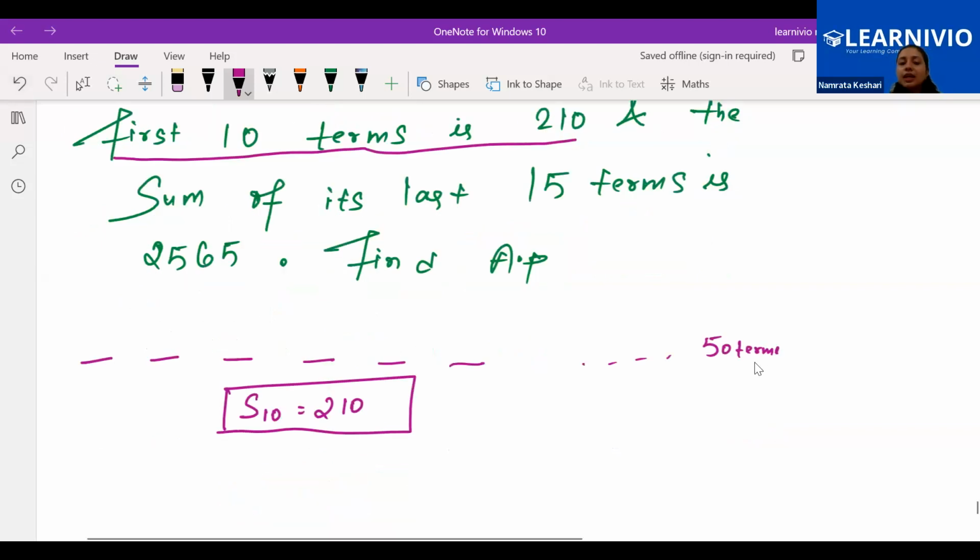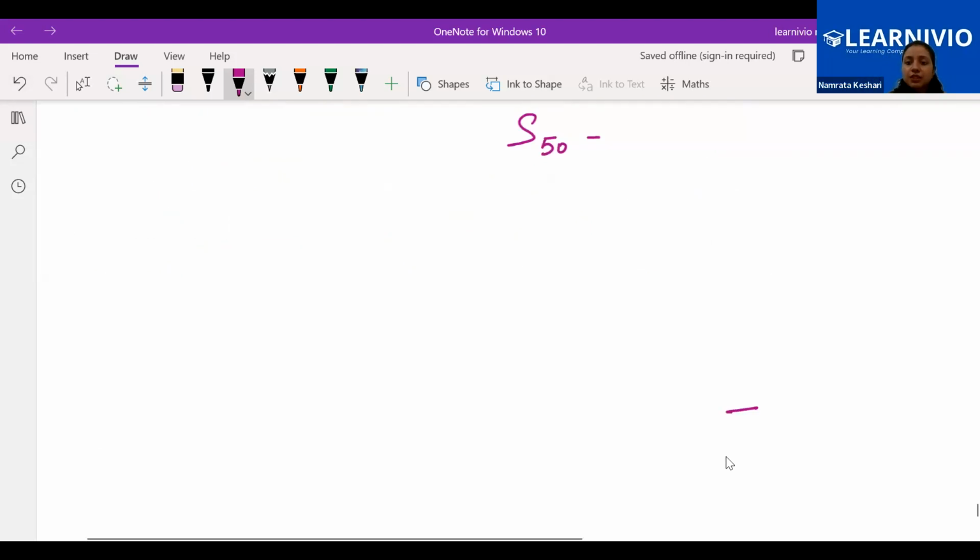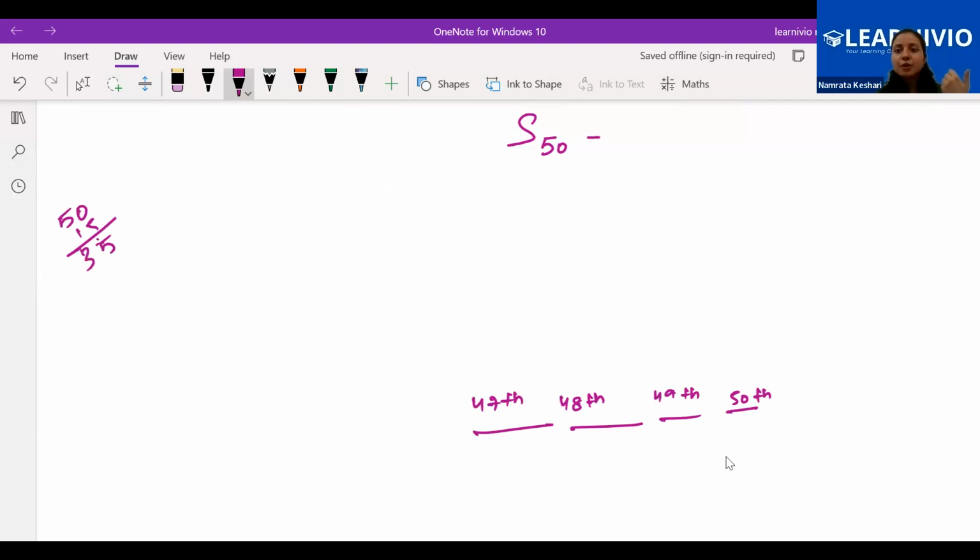So can we take it like this? Total sum S50 minus the terms before the last 15 terms. What will be the last 15 terms? 50th term, then 49th term, then 48th term, then 47th term. Last 15 terms means what? Is it from 35? Is it from 36? Check it. Is it from 35 or 36? Last 15 terms. Okay, so check it.